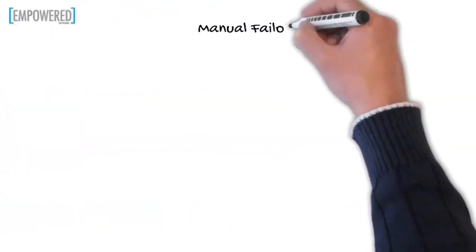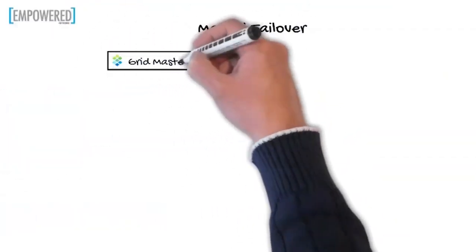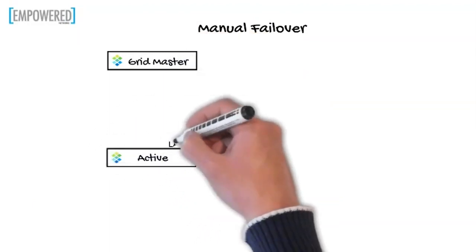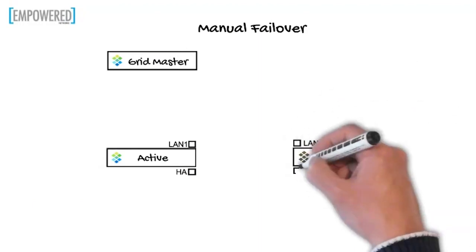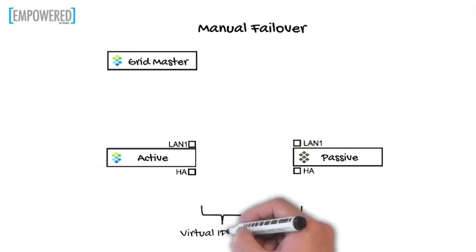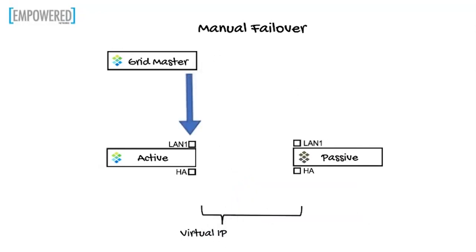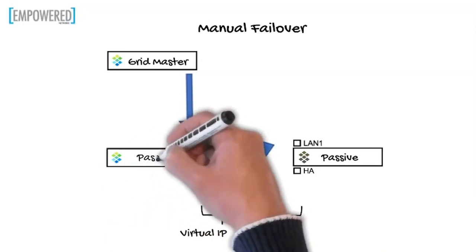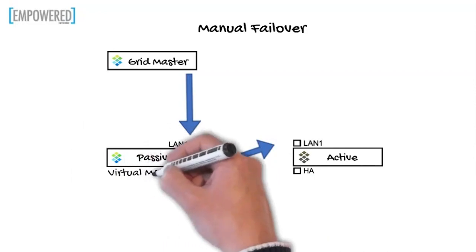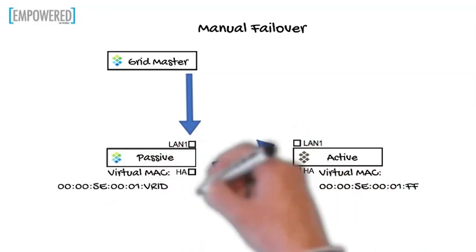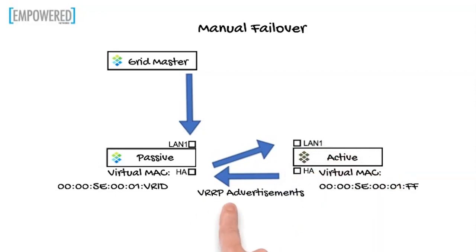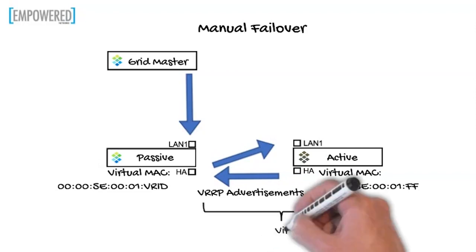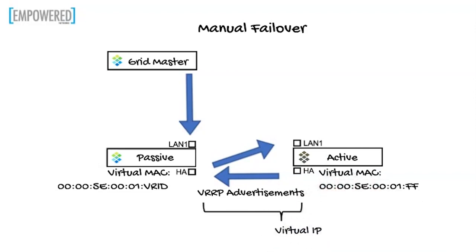In some cases, such as a hardware swap, you may want to force failover the two units such that the active unit becomes the passive unit and the passive unit becomes the active unit. The grid master will send an update to the active unit to its LAN 1 port, and the active unit will then pass that on to the LAN 1 port of the passive unit. This tells the two units to switch roles. And when it switches roles, the MAC addresses associated with VRRP also switch. The FF MAC address now goes to the newly activated active unit. The ownership of the virtual IP also changes to the HA port of the new active unit.